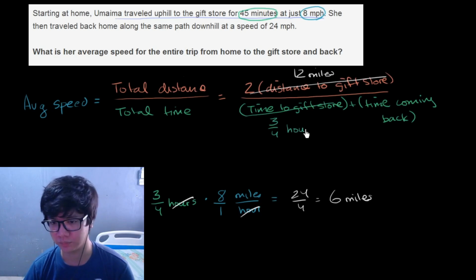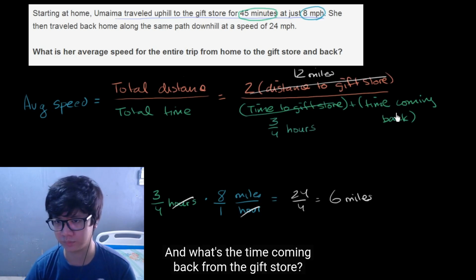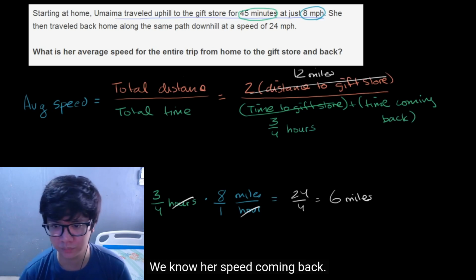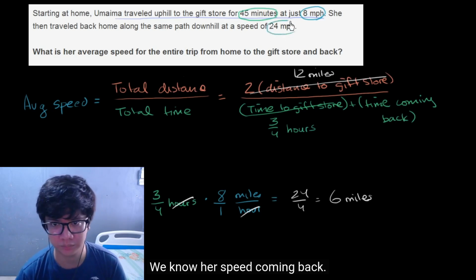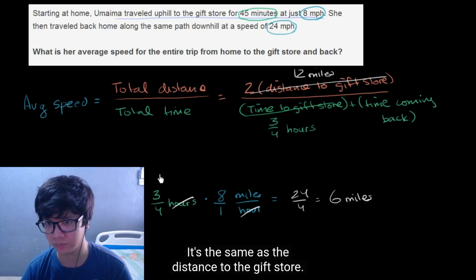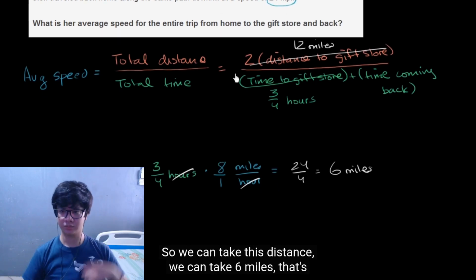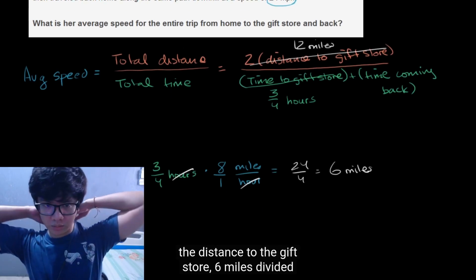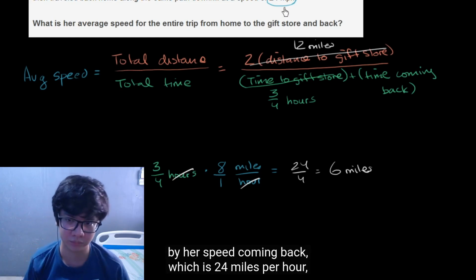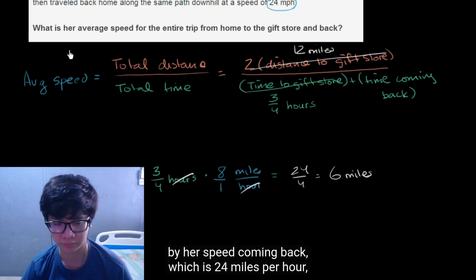3/4 hours. And what's the time coming back from the gift store? Well, we know her speed coming back. We already know the distance from the gift store. It's the same as the distance to the gift store. So we can take this distance, we can take 6 miles. That's the distance to the gift store. 6 miles divided by her speed coming back, which is 24 miles per hour.